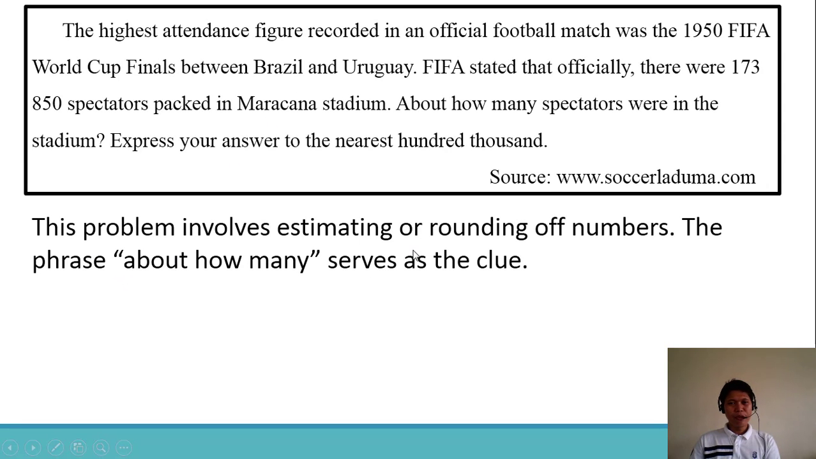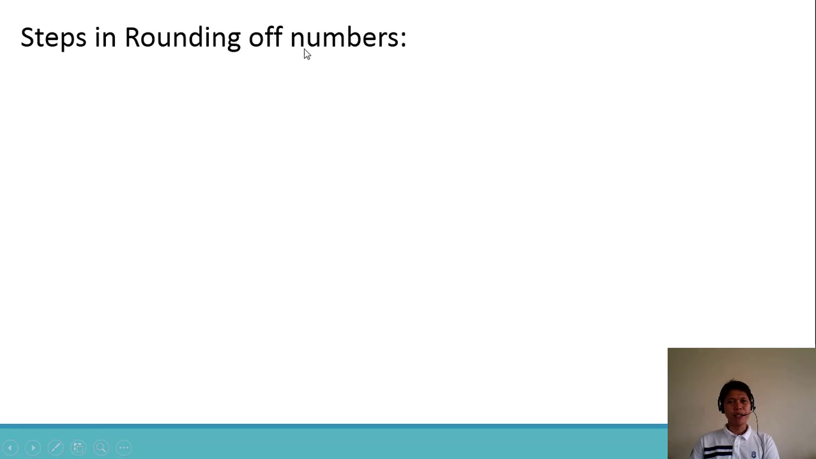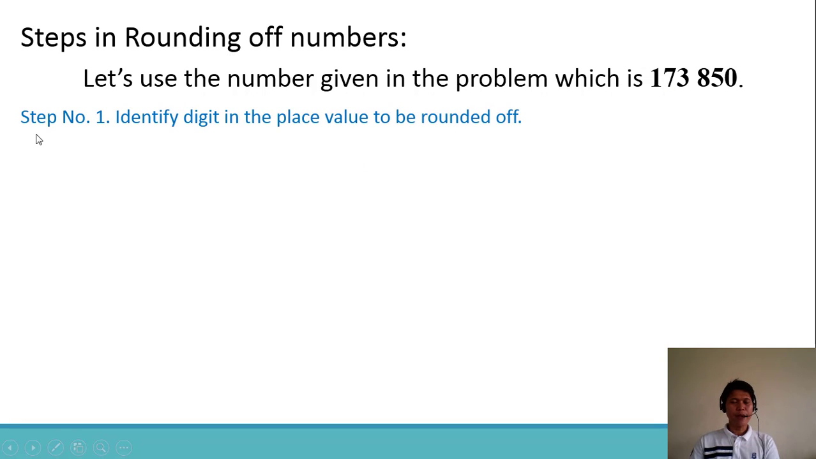So this problem involves estimating or rounding off numbers. The phrase about how many serves as the clue. To solve this problem, you need to study first the concepts in rounding off numbers. Let's start with the steps in rounding off numbers. Let's use the number given in the problem, which is 173,850. Step number 1 in rounding is identify the digit in the place value to be rounded off.